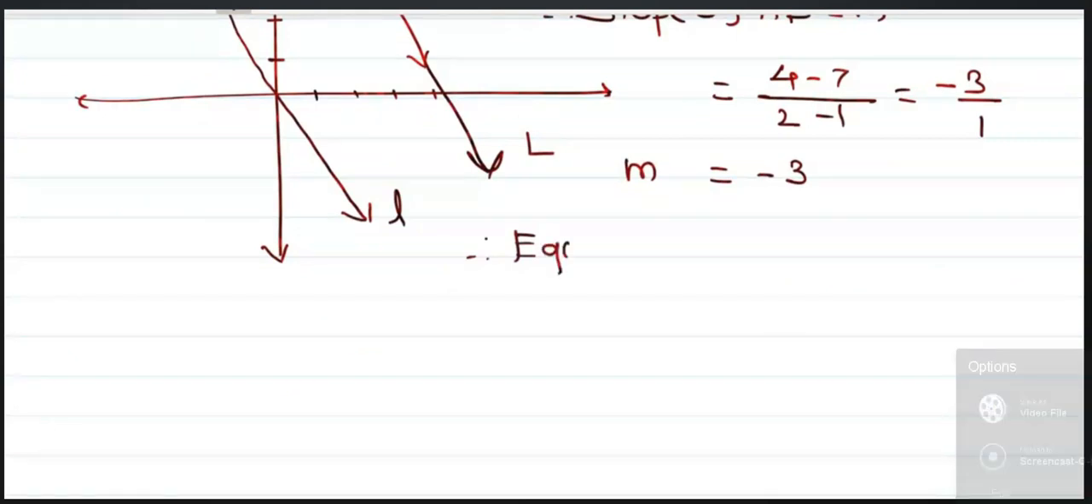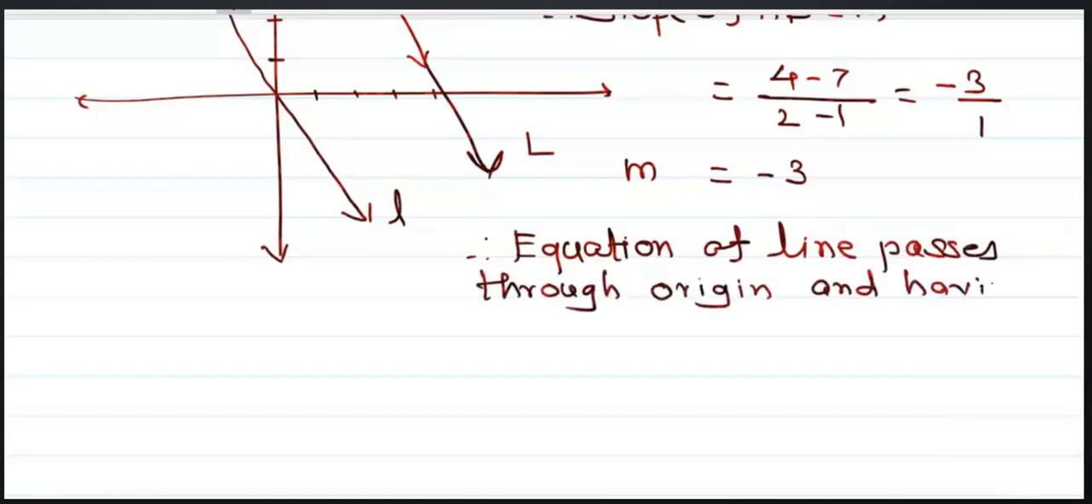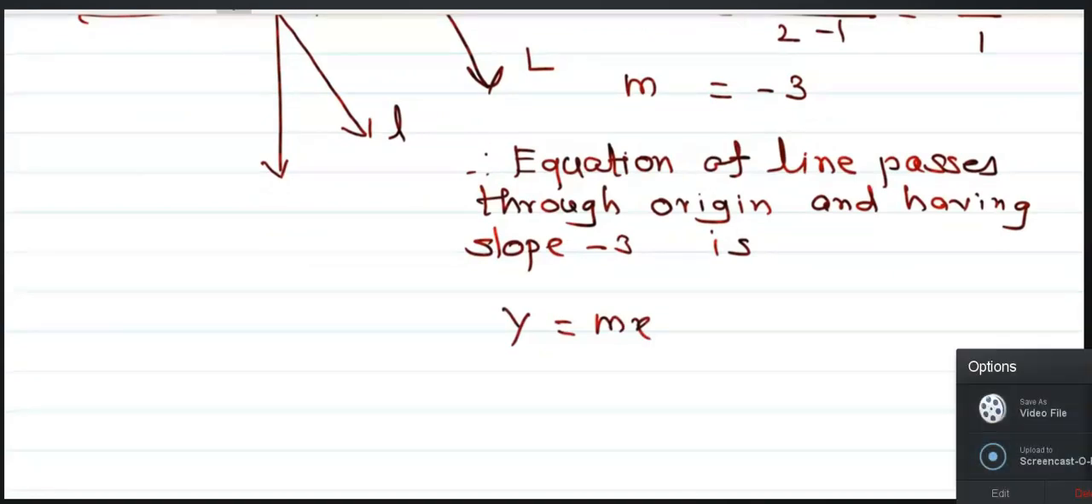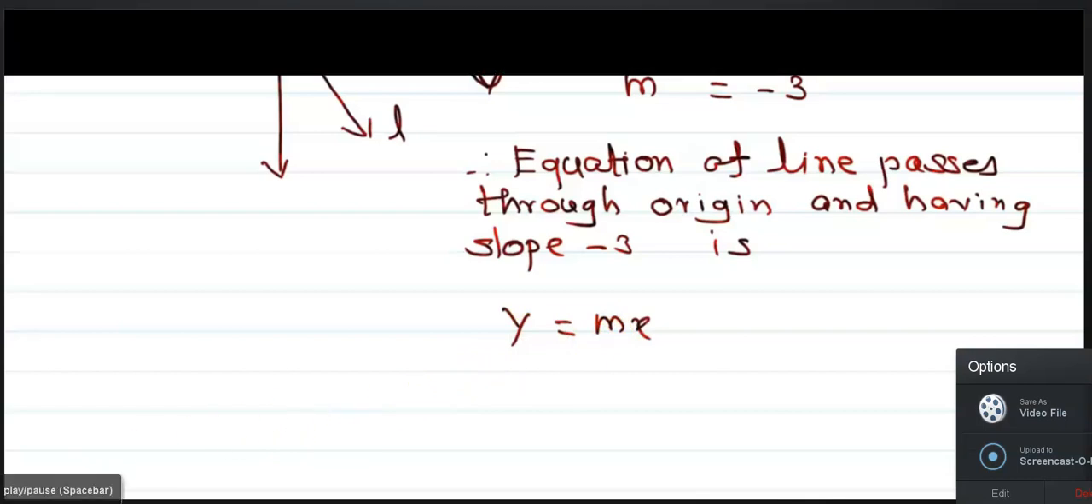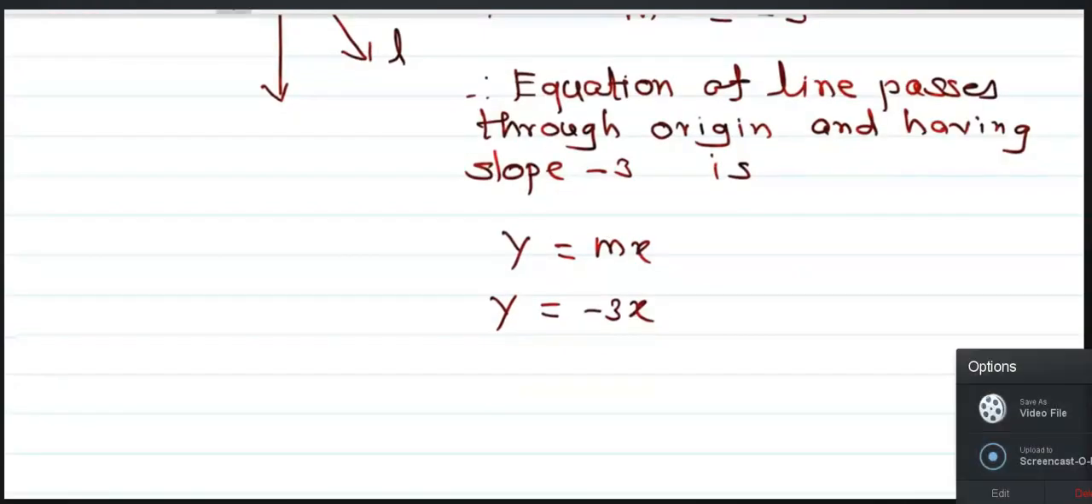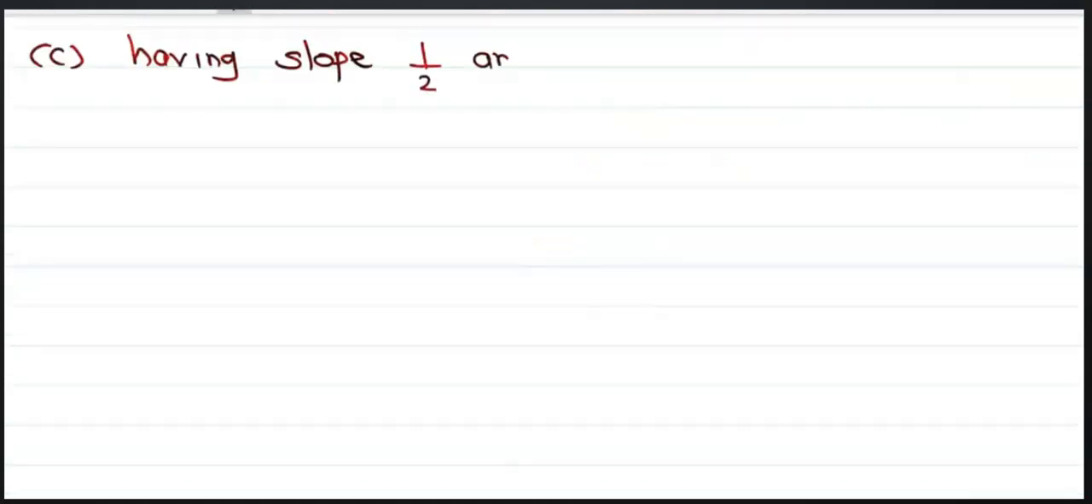Now the equation of the line passing through the origin and having slope minus 3 is of the standard form y is equal to mx. Therefore, substitute the value m is equal to minus 3. Therefore, the equation of the line is y is equal to minus 3x.